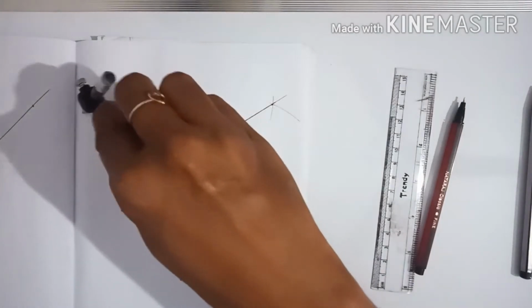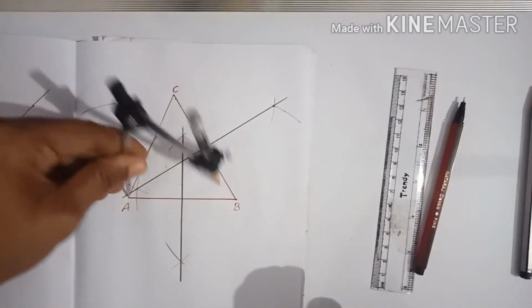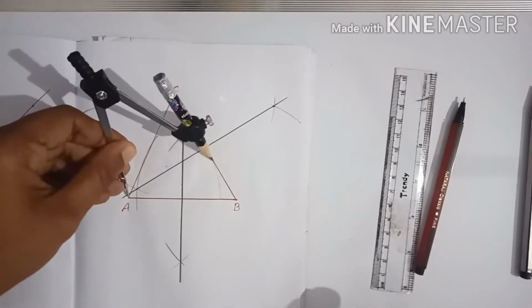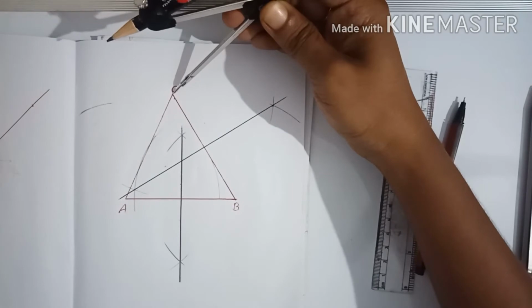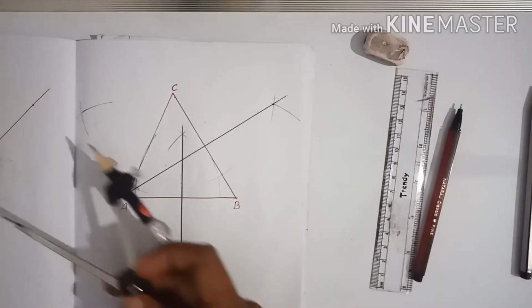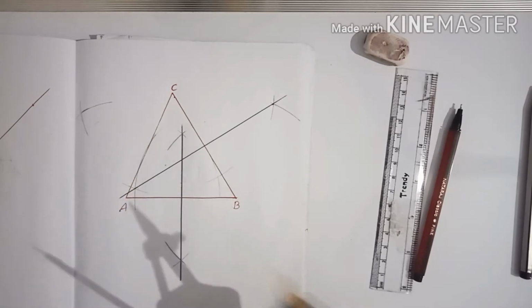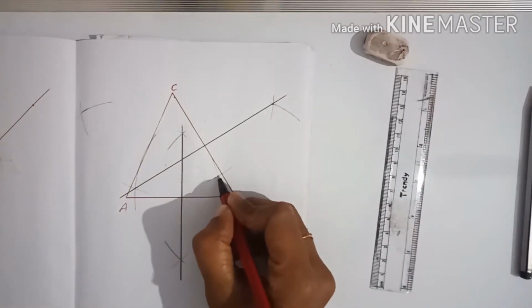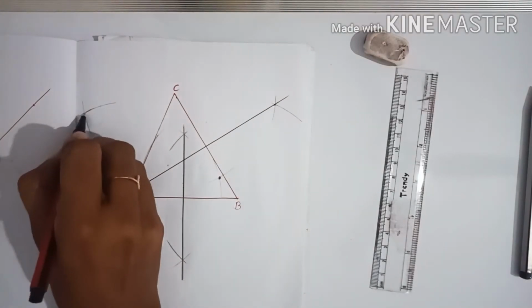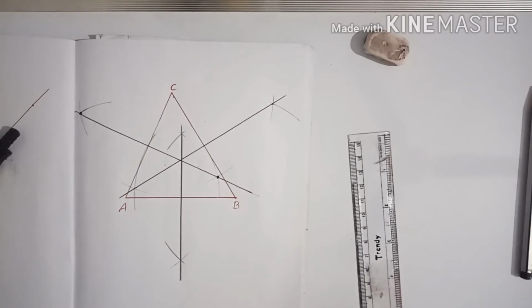So draw one arc in the upper side, then one arc in the lower side, with the same measurement from the C point. So one in the upper side and one in the lower side. The 2 arcs we have finished. Now let's join these 2 points. You can see one point here and the next point here. Now join these 2 points like this.